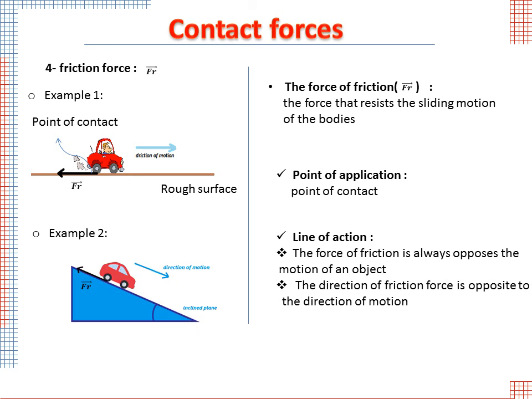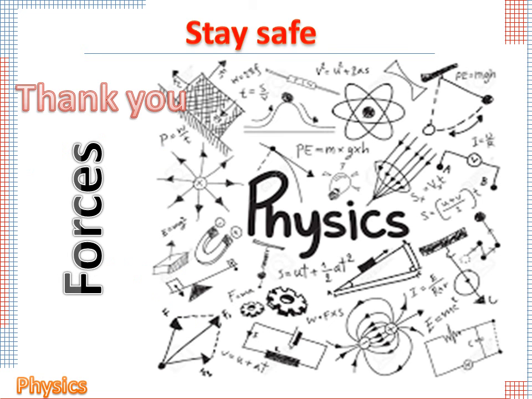Example 2. If we have a car moving on an inclined plane of rough surface. Then there is a force that opposes the direction of motion, which is the force of friction. Its point of application is the point of contact, and its direction is opposite to the direction of motion.